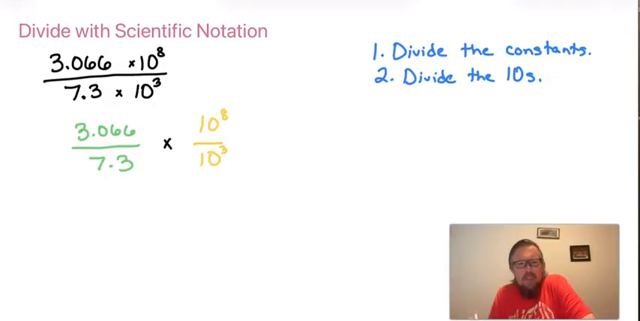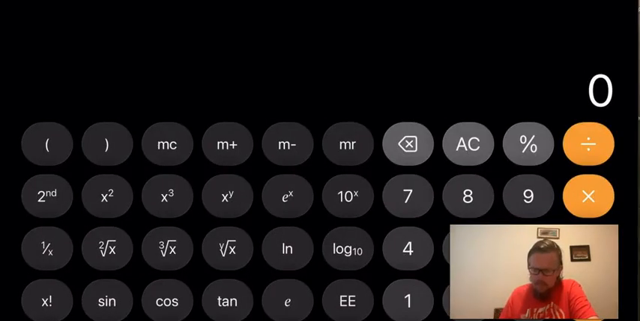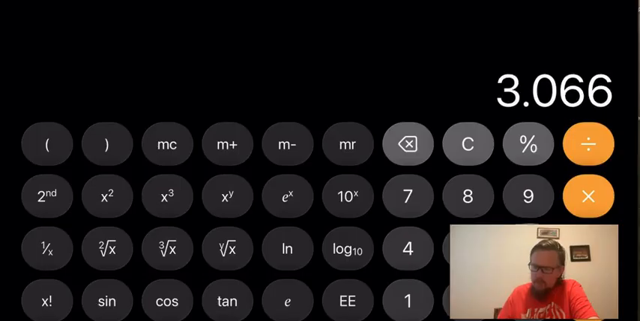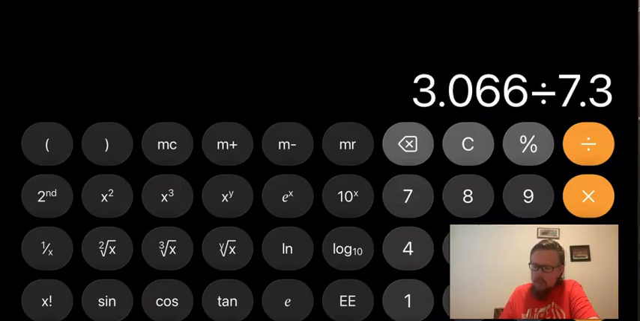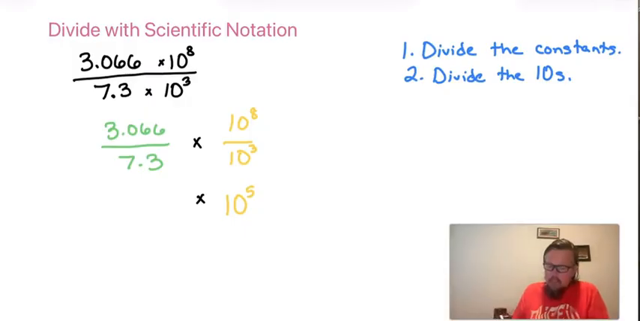Okay. So again, the constants are going to be the hard part. 10 to the 8th divided by 10 to the third is pretty easy because we've got an exponent rule for this. This is the quotient of powers. We just do 8 minus 3, which is 5. But I'm going to need a calculator for 3.066 divided by 7.3. 3.066 divided by 7.3 is 0.42. So that's what I get there.